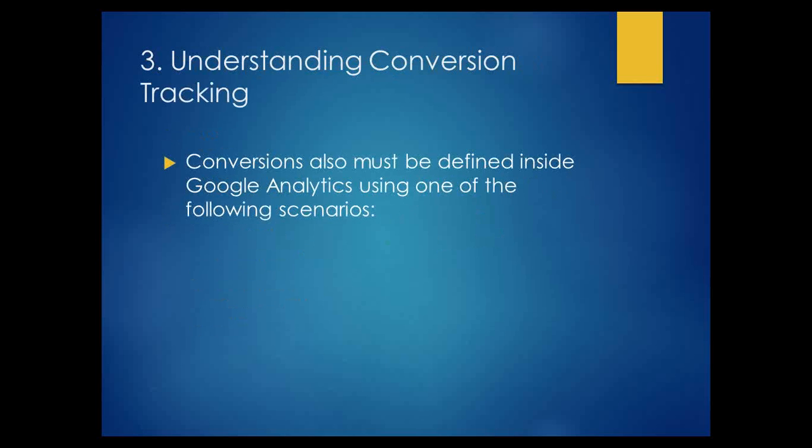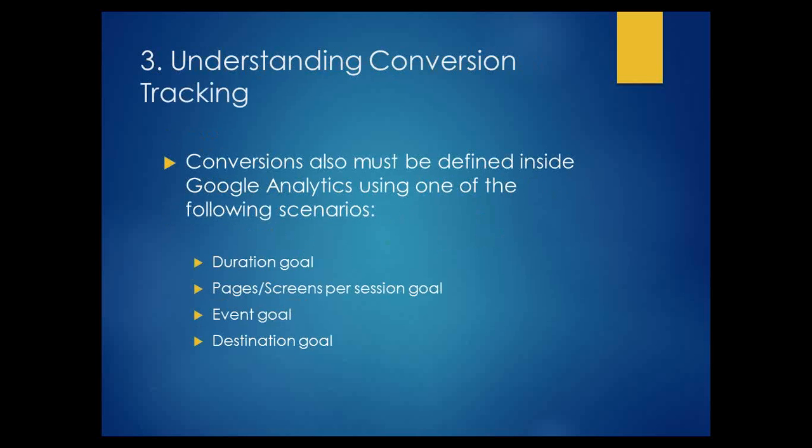So conversions must also be defined inside Google Analytics using one of the following 4 scenarios. The first is called a duration goal. The second is a pages per screens per session goal. You have the event goal, and finally you have the destination goal, and that's the one we're really going to focus on. But I want you to understand each of these goals, and you can decide how you use each of these different goals inside Google Analytics.